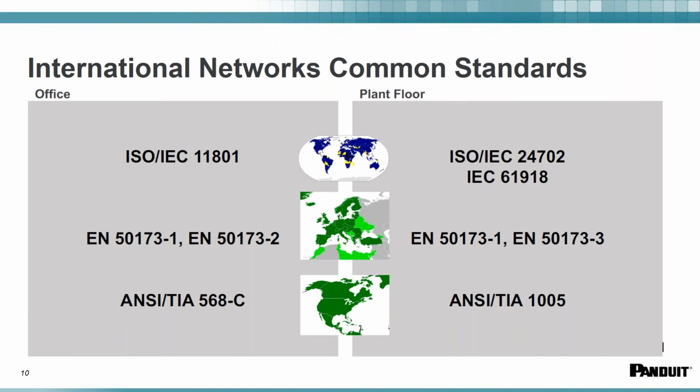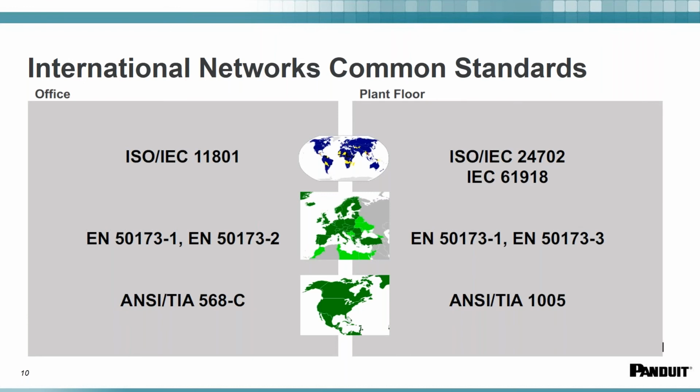Similarly, when you go to the Americas, you will find out that on the office side, all communication networks are governed by the TIA 568 spec. And similarly, on the factory side, the TIA 1005 uses a lot of the elements that exist in the TIA 568, but also includes additional requirements for factory type operations, because on the factory, it's a different environment.